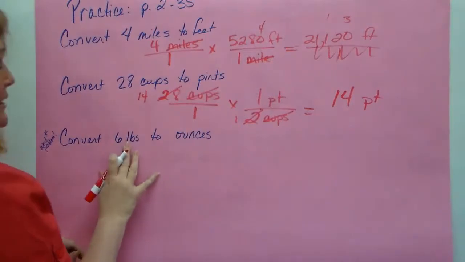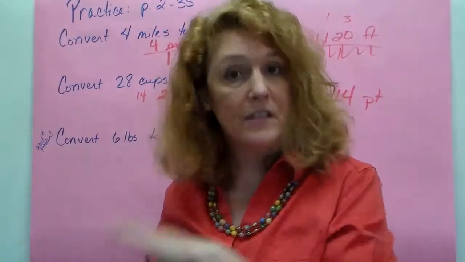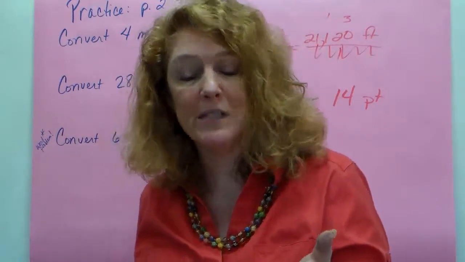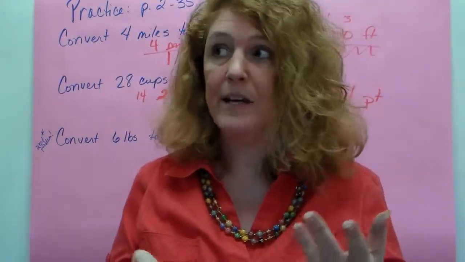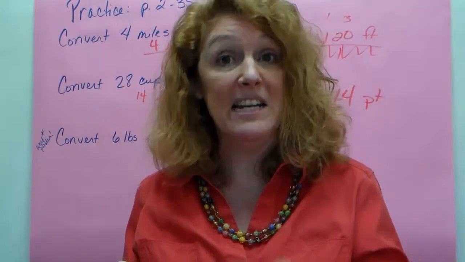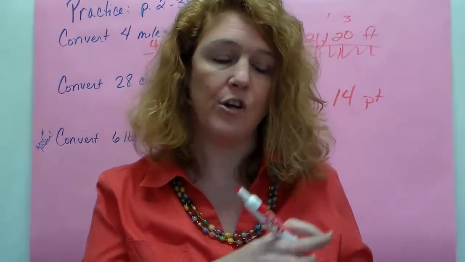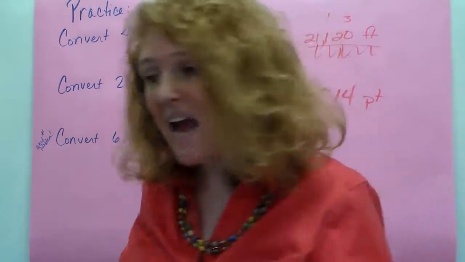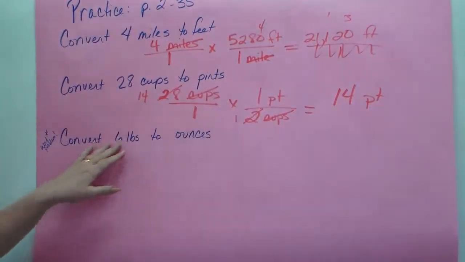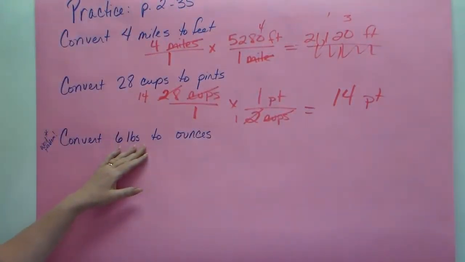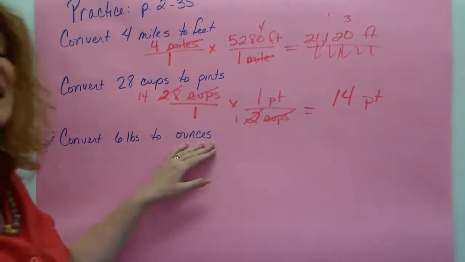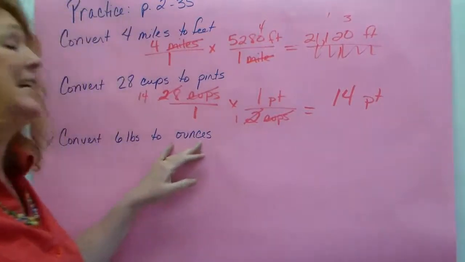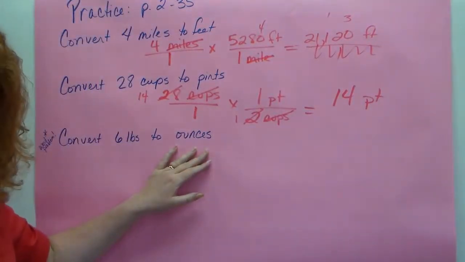Then I'm going to convert 6 pounds into ounces. Now, this is a word problem that appears on page 235. The problem sounds something like this. I have 6 pounds of chocolate. Is that enough for a recipe that calls for 100 ounces of chocolate? So it's asking me to convert the 6 pounds of chocolate that I have into ounces, because the question is whether 100 ounces is enough. Well, I've got to convert it to ounces to figure that out.